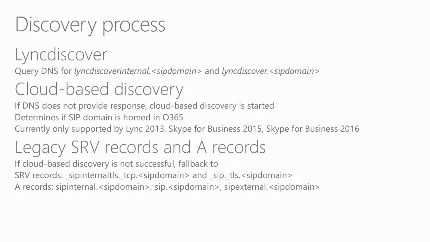In the old days, this is how clients tried to find the server to sign in against. Usually we started with the SRV records _sipinternaltls._tcp.sipdomain and _sip._tls.sipdomain. And if those were not successful as well, then we would fall back to the A records, sipinternal.sipdomain, sip.sipdomain, and sipexternal.sipdomain. But let's go to the next slide and take a look what the discovery process looks like.